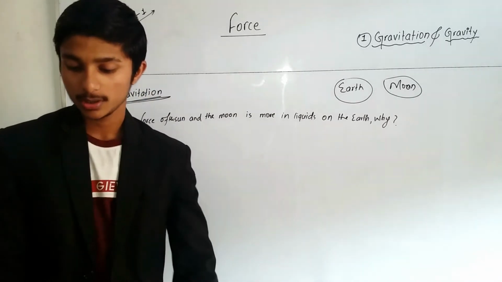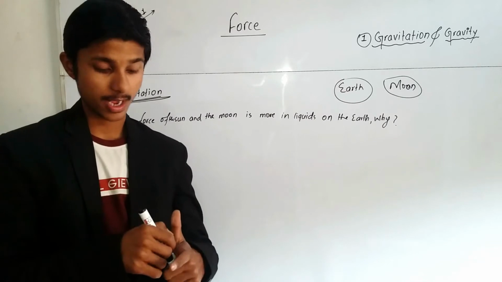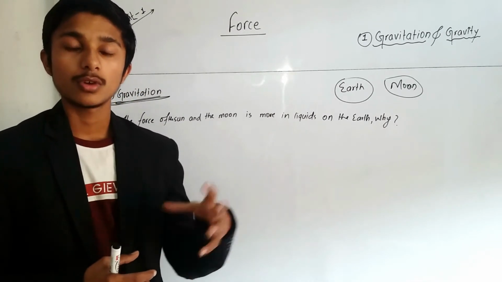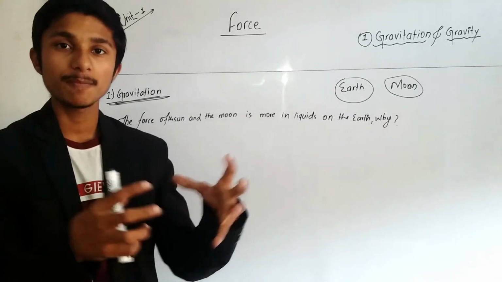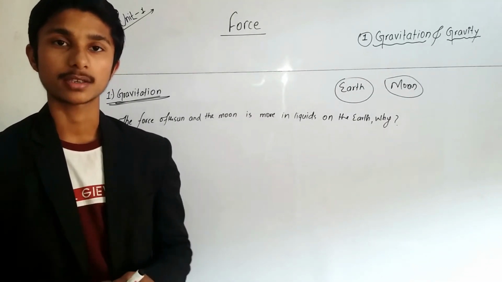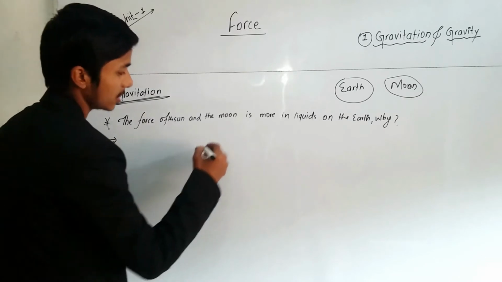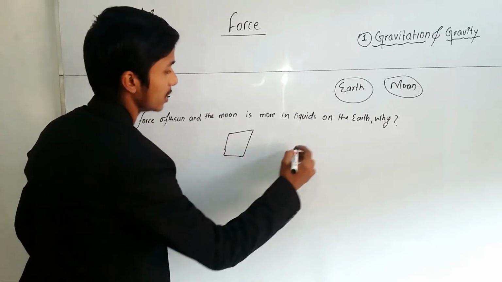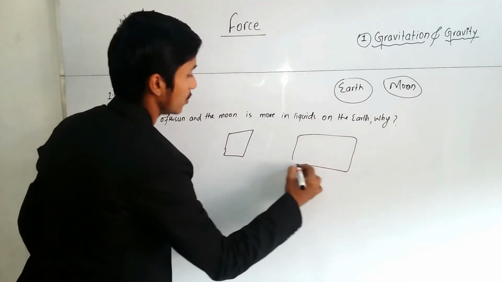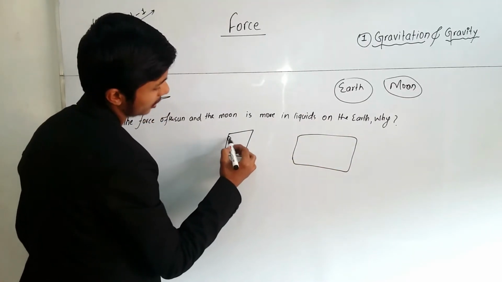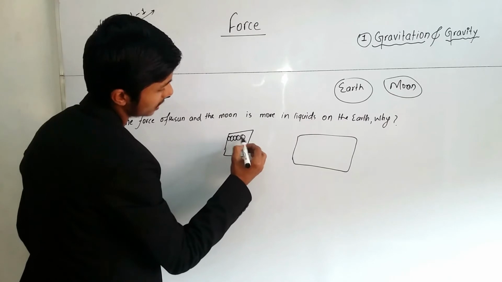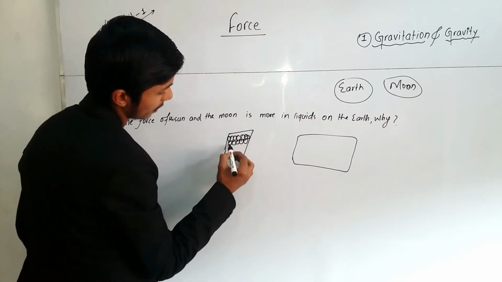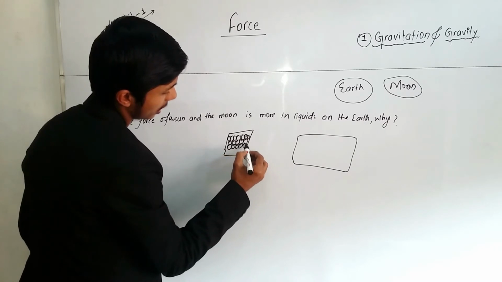As we know, the molecules of solids are closely packed, or tightly packed. Suppose, see an example, this is a solid and this is a liquid. The molecules of the solids are closely packed. They are tightly packed.